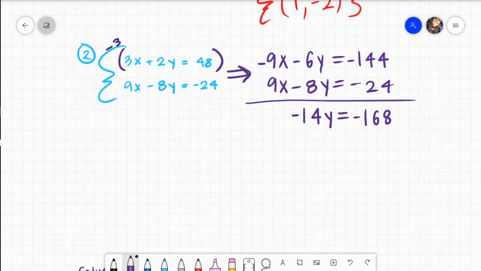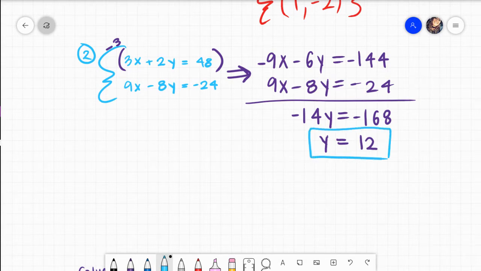I'm solving for y. So what I'm going to do is divide both sides by 14, but not just a positive 14, a negative 14, right? And if you do that, what you get is y equals 12. That is the value for my y.